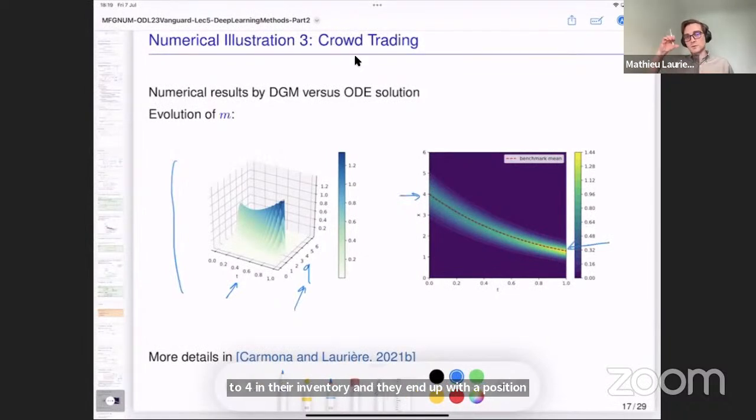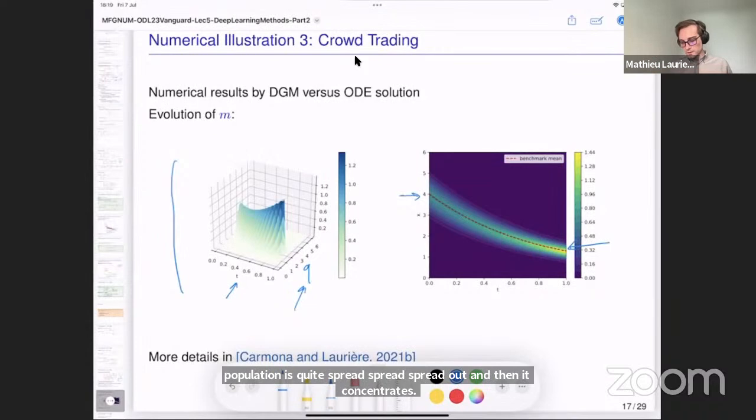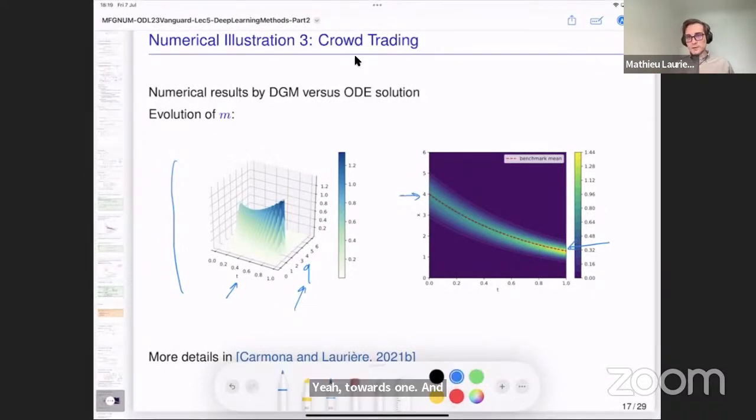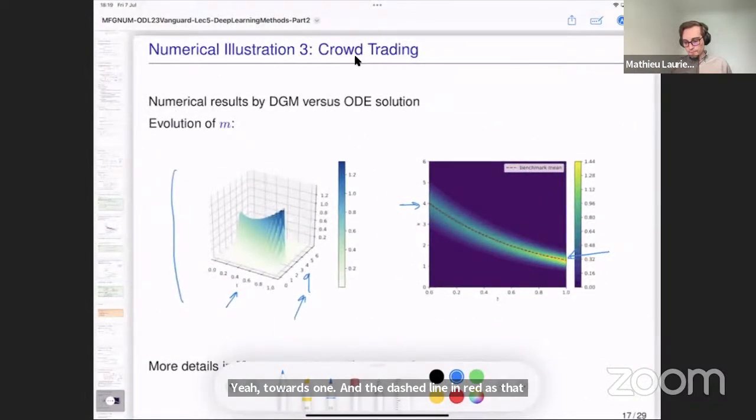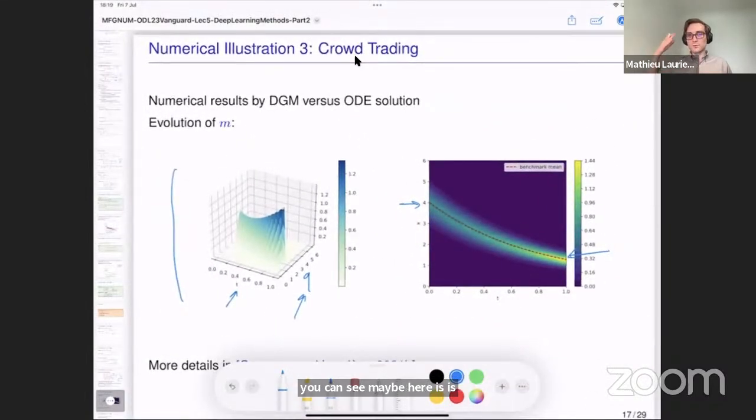And furthermore, there is a concentration of mass because at the beginning, the population is quite spread out, and then it concentrates towards 1. And the dashed line in red that you can see maybe here is the mean computed using the linear quadratic ODE system, right? So I mentioned that using the LQ ODE system, you get the behavior of the mean, maybe not the behavior of the whole population, except if it is Gaussian.